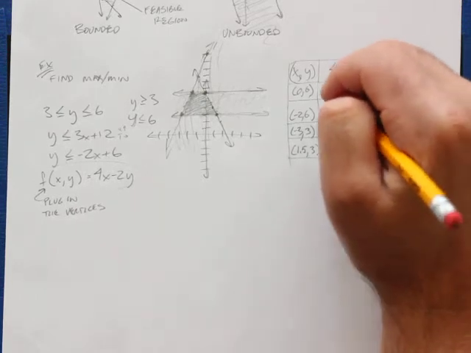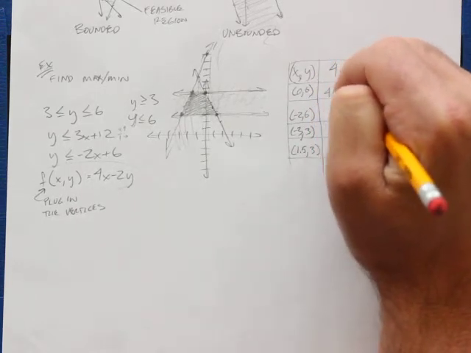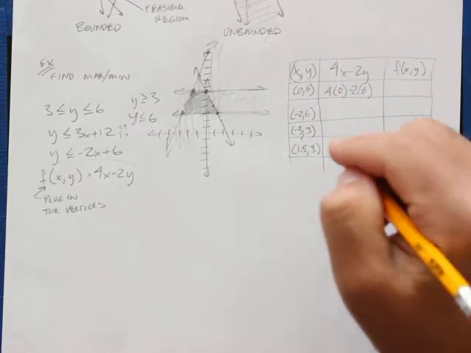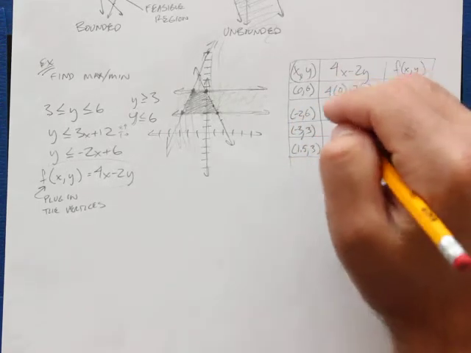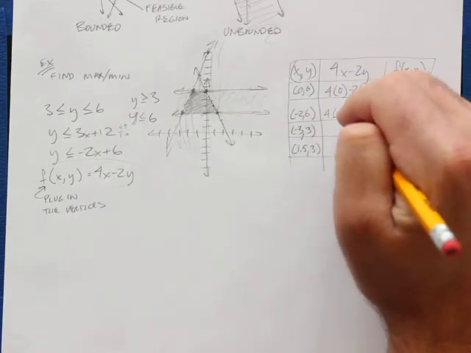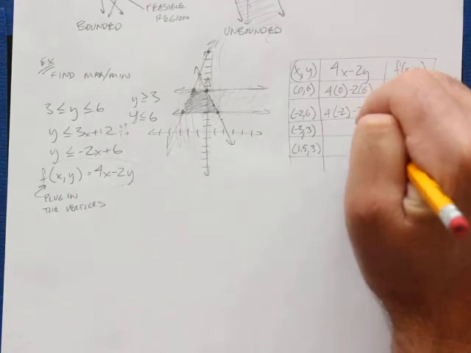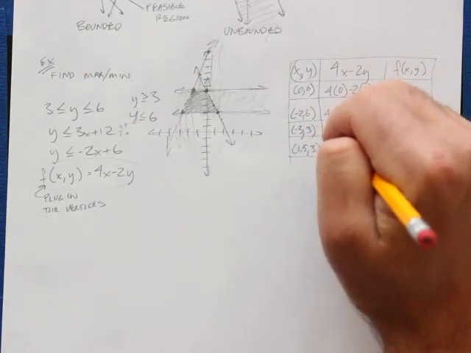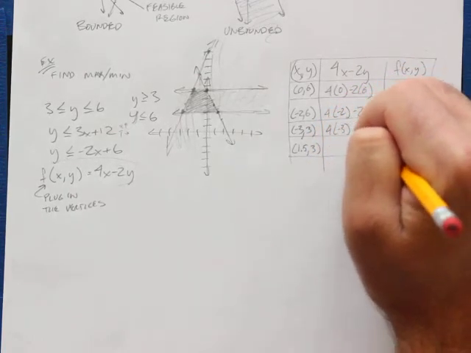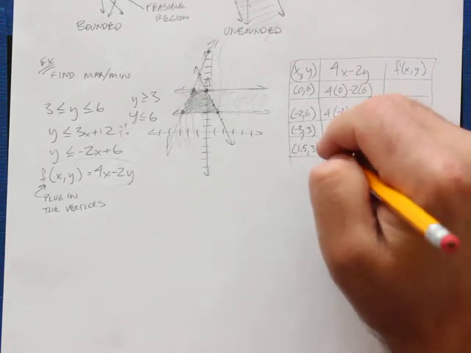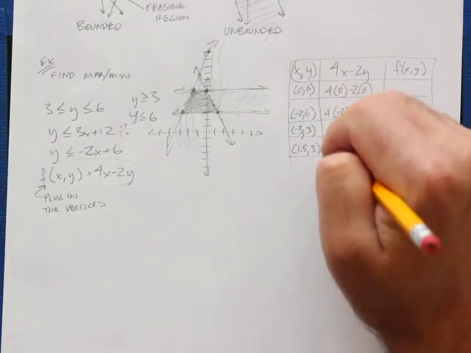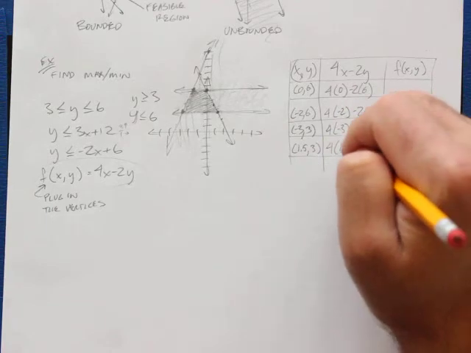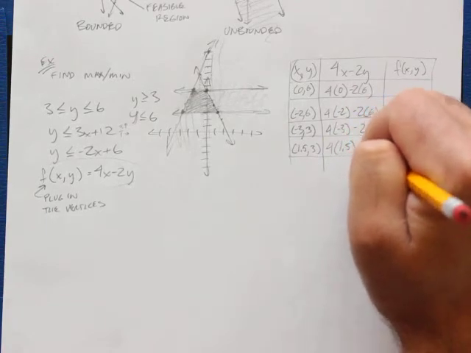Now I just need to plug in. This is my x value, this is my y value. So 4 times 0 minus 2 times 6. Plugging in x and y, I'm just going to fill out this whole thing. 4 times negative 2 minus 2 times 6. 4 times negative 3 minus 2 times 3. Just plugging in my vertices here. 4 times 1.5, minus 2 times 3.